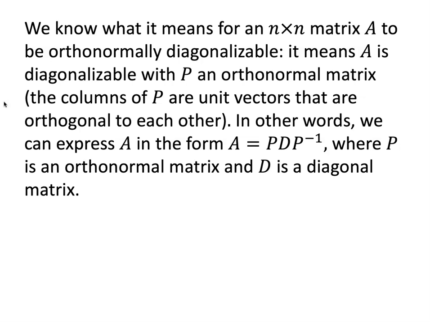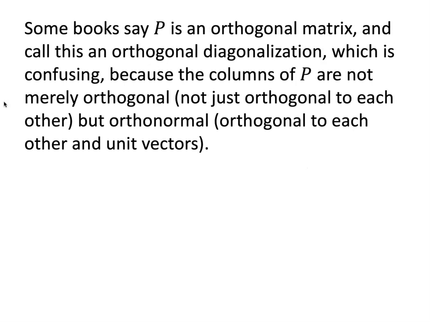We know what it means for an n by n matrix A to be orthonormally diagonalizable. It means A is diagonalizable with P an orthonormal matrix. That is, the columns of P are unit vectors that are orthogonal to each other. In other words, we can express A in the form A equals P, D, P inverse, where P is an orthonormal matrix and D is a diagonal matrix.